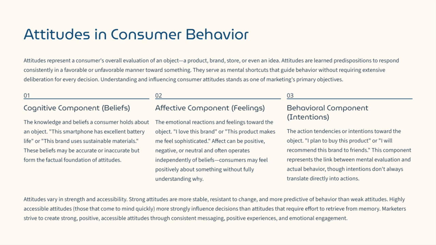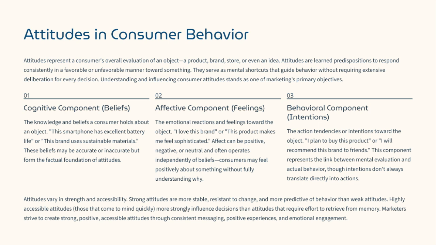Second, we have the affective component, which is about feelings and emotional reactions toward the object. For instance, a consumer might love a brand or feel that a product makes them feel sophisticated. These feelings can be positive, negative, or neutral, and often operate independently of the beliefs. People might feel strongly about something without knowing exactly why.